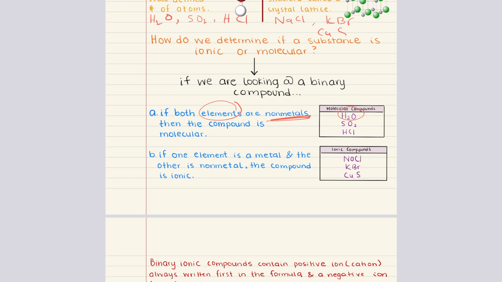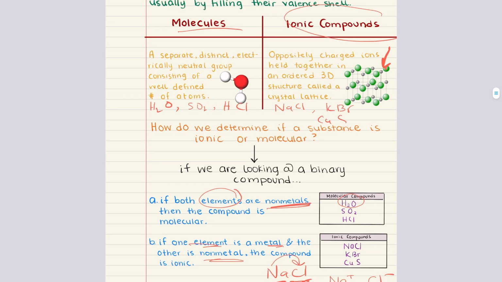But if one element is a metal and the other is a nonmetal, then the compound is ionic because metals tend to lose electrons while nonmetals gain them. For instance, sodium chloride. It consists of sodium, which is a metal, and chlorine, which is a nonmetal. Sodium donates an electron to chlorine, and it's going to form sodium cations and chloride anions that then arrange into a stable ionic lattice that looks something like this.